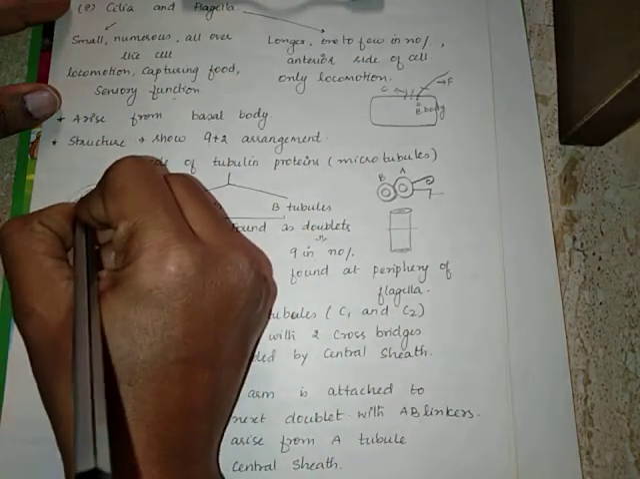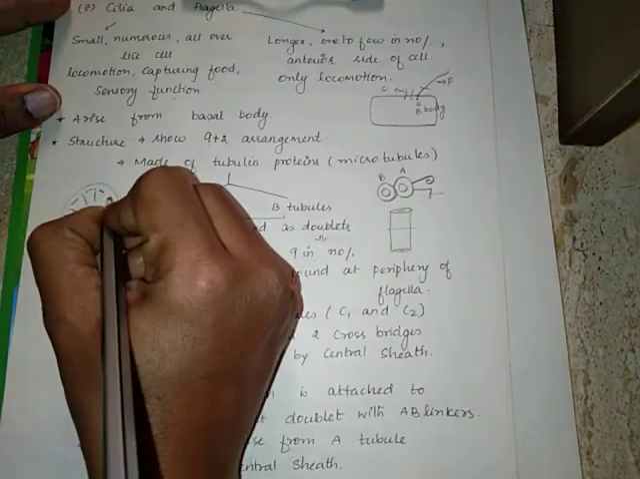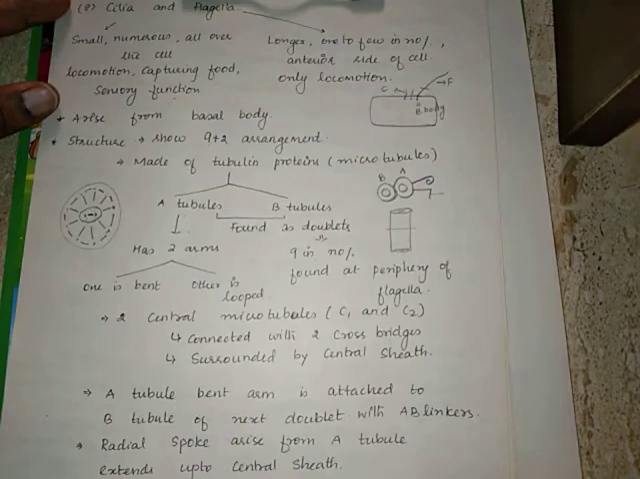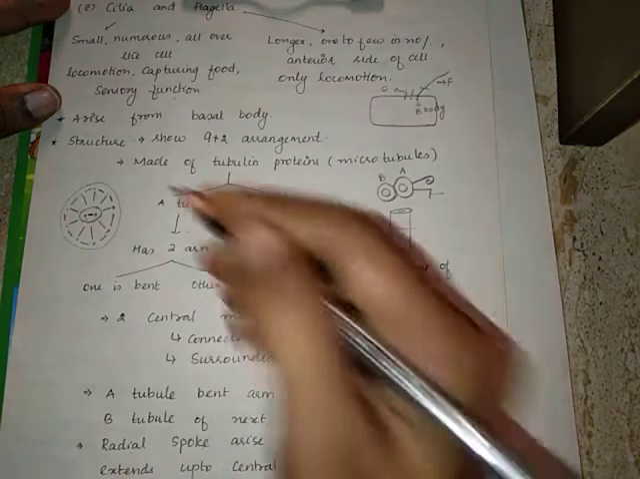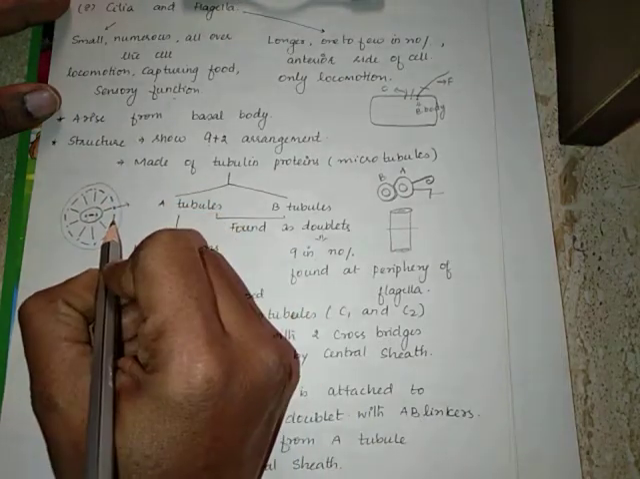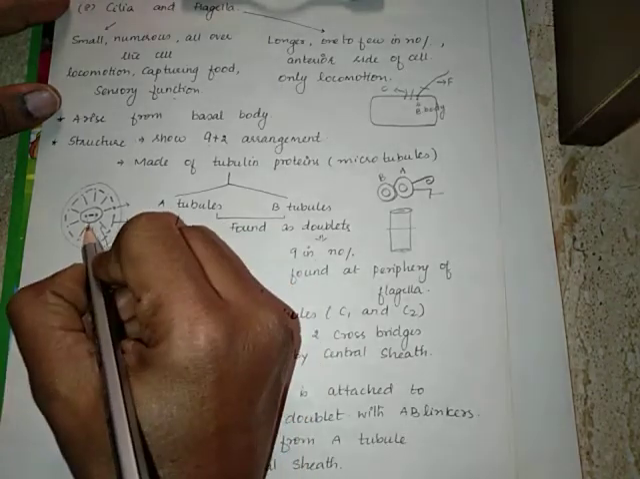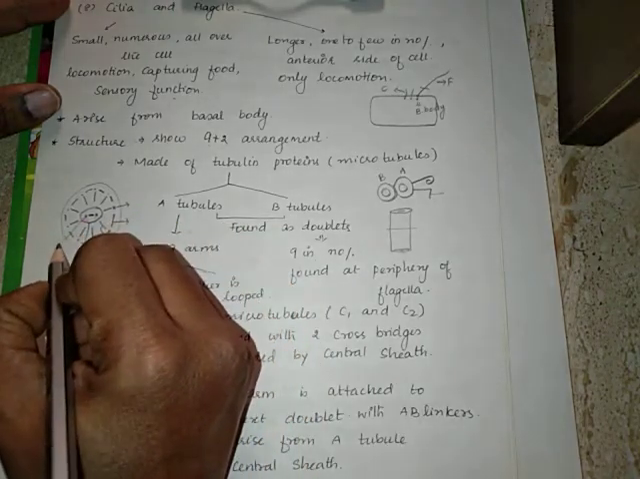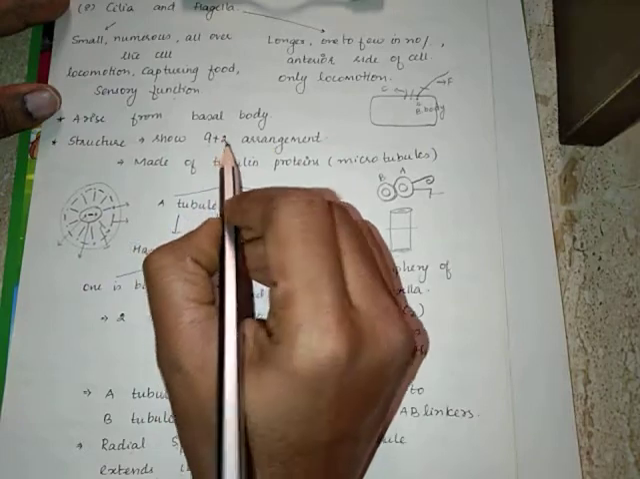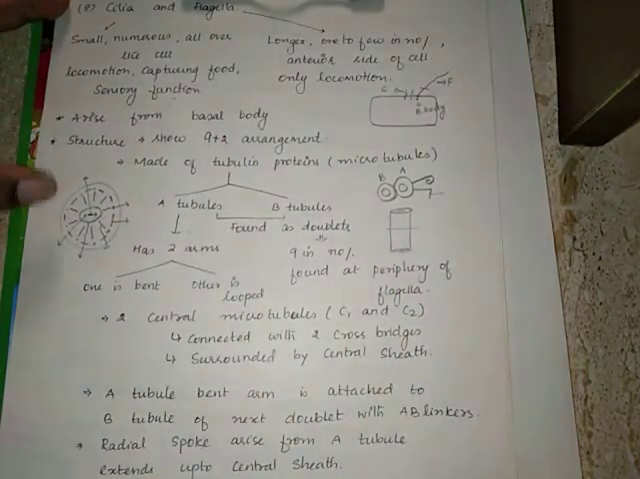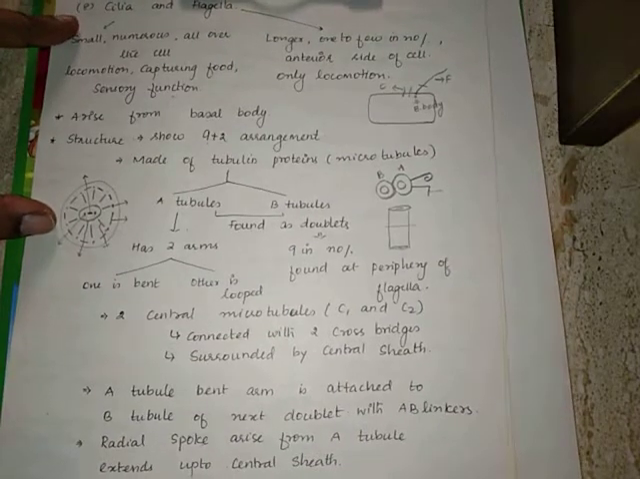From the AB doublets to the central sheath there would be structures that are connecting. This connection is called radial spokes. So these are the doublets, these are the AB linkers, this structure is the radial spoke, this is the central sheath, the structure that links the 2 tubular proteins in the center of this 9+2. So this is a rough structure of the flagella and cilia.